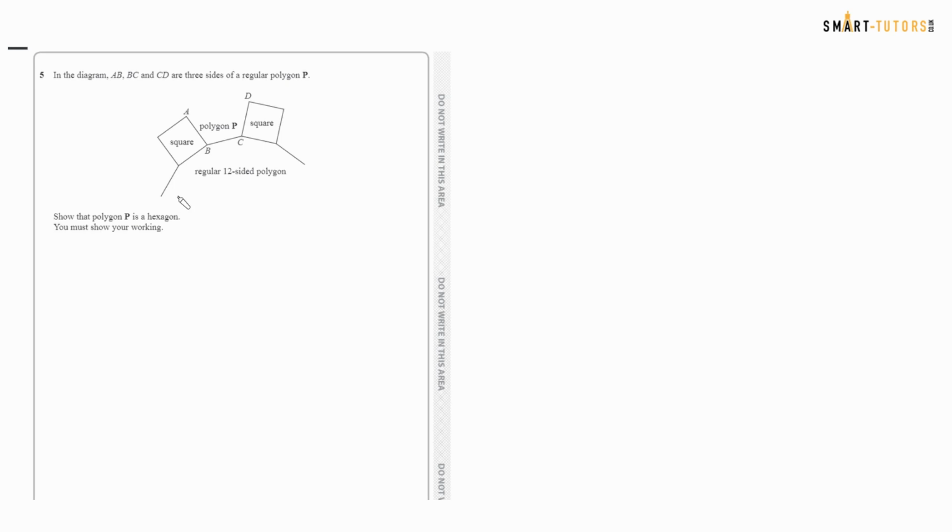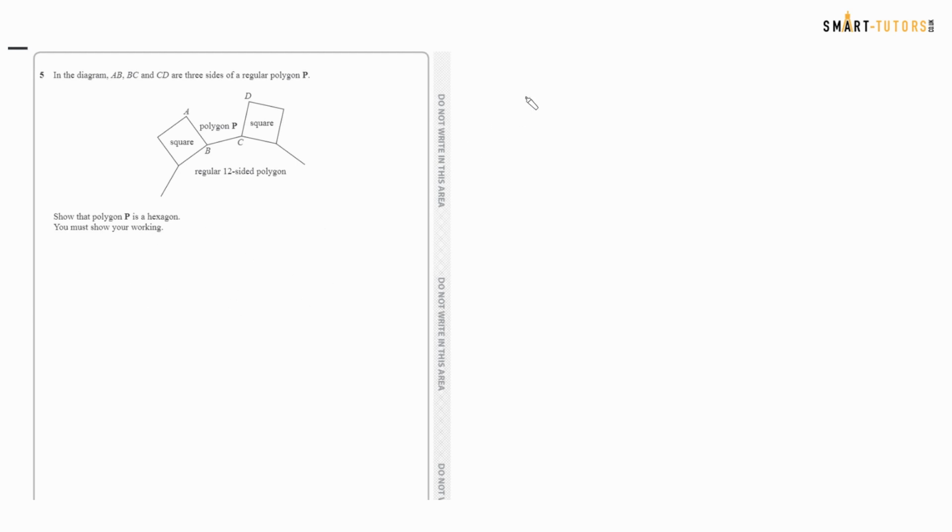Question number 5. In the diagram, AB, BC and CD are 3 sides of a regular polygon P. Show that the polygon P is a hexagon. You must show all your working.